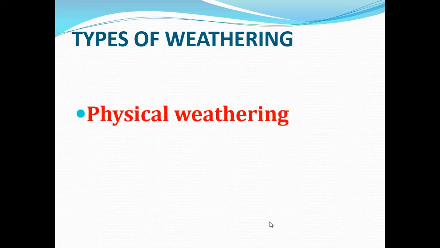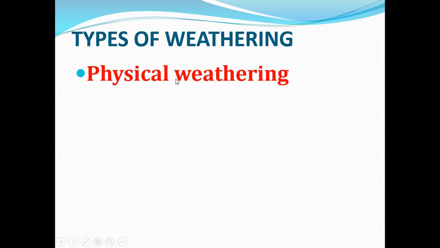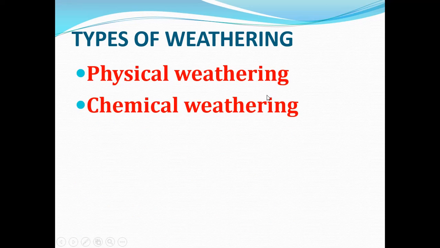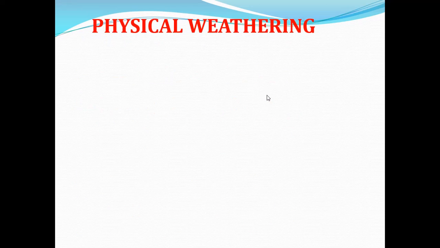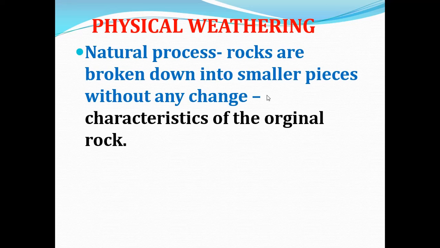Now let us see the types of weathering. There are commonly two types of weathering: physical weathering and chemical weathering. What is meant by physical weathering? Physical weathering is a natural process in which rocks are broken down into smaller pieces without any change in the characteristics of the original rock.